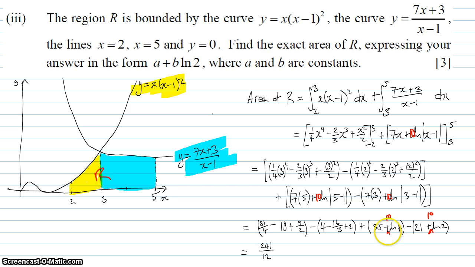So this would give me 10 ln 4 minus 10 ln 2. If I write this as plus 10, and I factorize that out, ln 4 minus ln 2. But if I've got ln a minus ln b, that's ln (a over b). So 4 divided by 2 is 2. So this is 241 over 12 plus 10 ln 2. And that is my final answer.